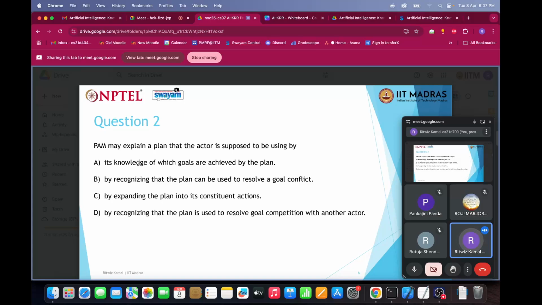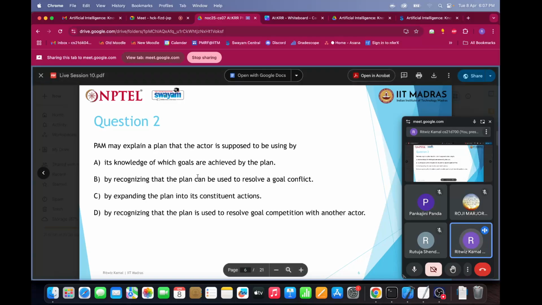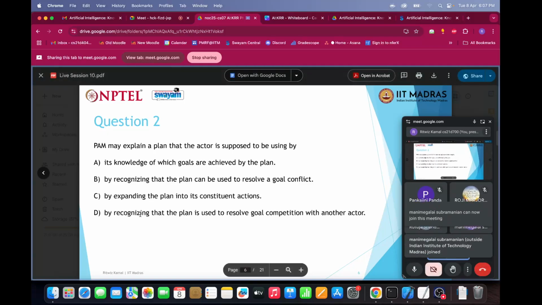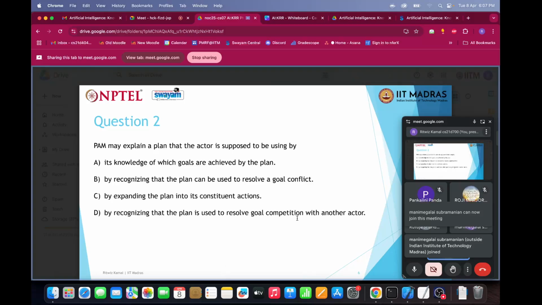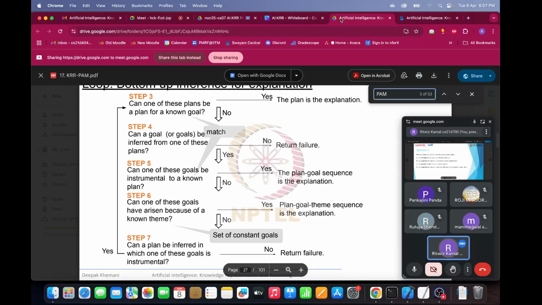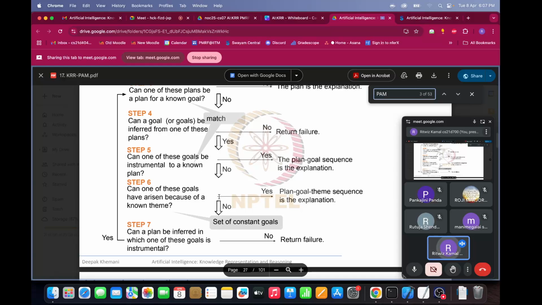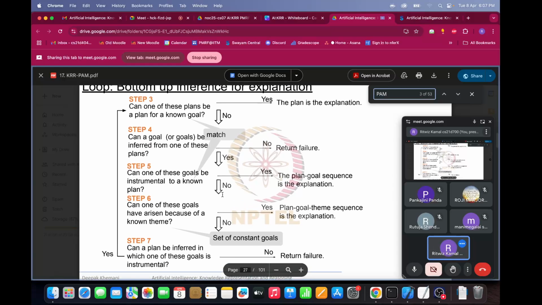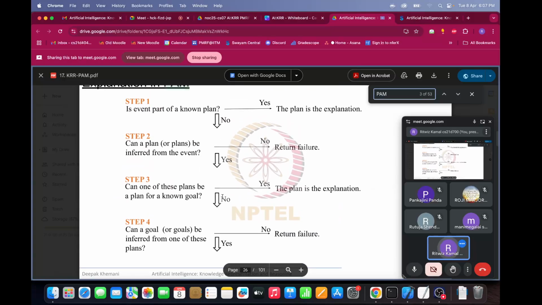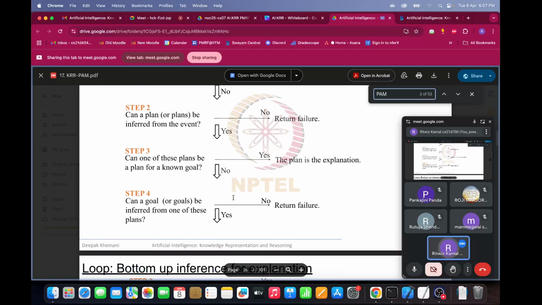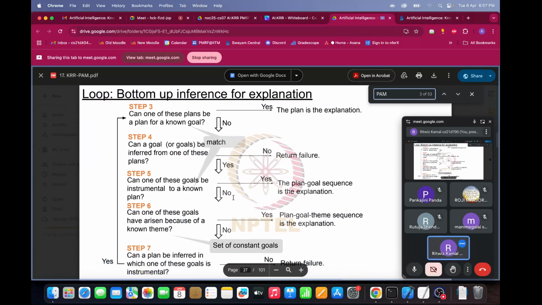The first option says that it's knowledge of which goals are achieved by the plan. The second option says that by recognizing that the plan can be used to resolve a goal conflict. The third option says that by expanding the plan into constituent actions. And the last option says that by recognizing that the plan is used to resolve goal competition with another actor. If you have a look at the different explanation steps, you will see that nowhere is there a mention of constituent actions. While the other 3 options are somehow mappable to the different steps of the explanation process.